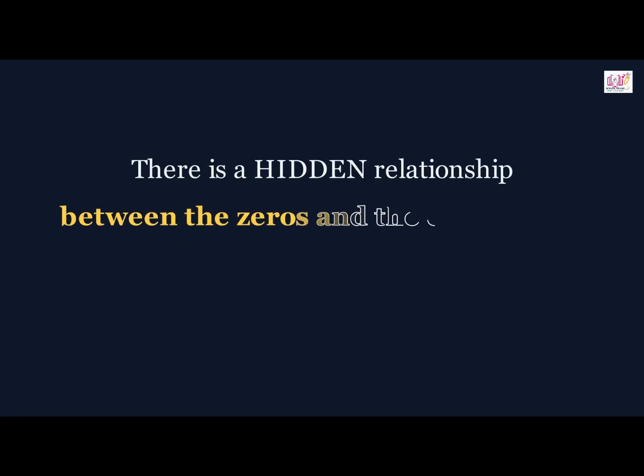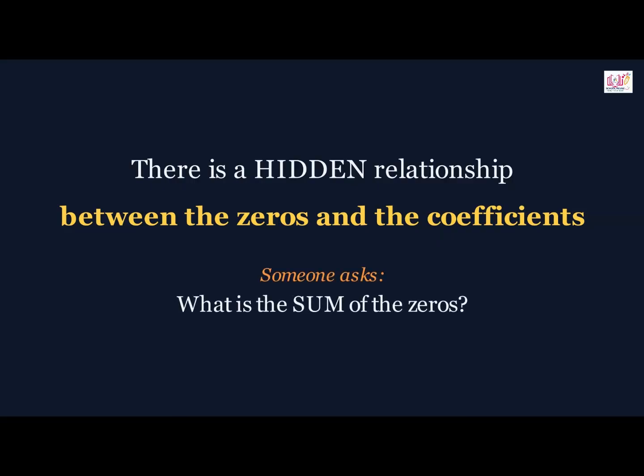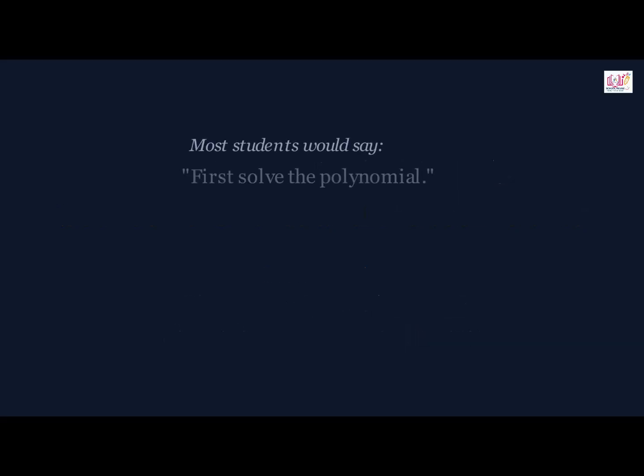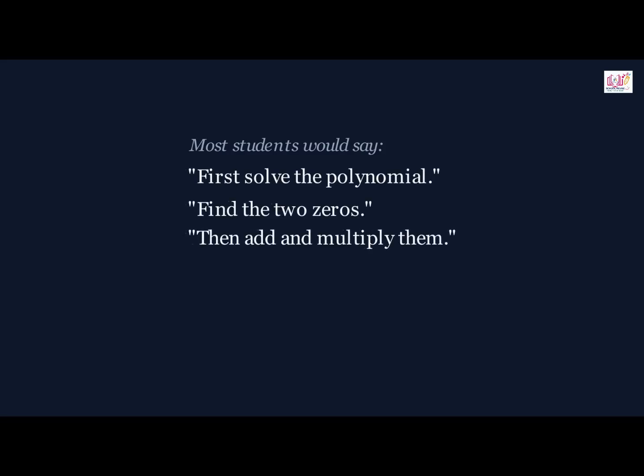So, there is a hidden relationship between the zeros of a polynomial and its coefficients. Imagine you have a quadratic polynomial. And someone asks you, what is the sum of the zeros? What is the product of the zeros? Most students would say, easy. First I will solve the polynomial. Find the 2 zeros. Then add them, and multiply them.